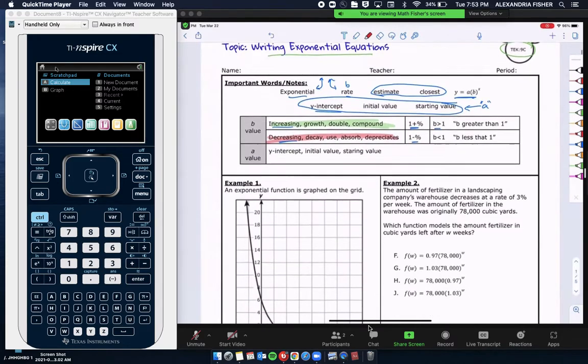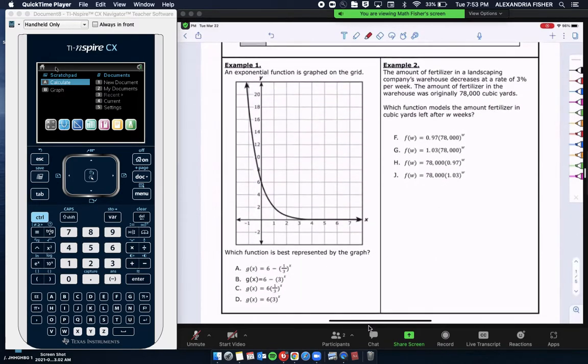So let's look at our first example. Example 1, an exponential function is graphed on the grid. Which function is best represented by the graph? In this situation, our easiest thing is to look at our answer choices. We've never seen an answer choice with a plus or minus in the middle, so let's go ahead and eliminate those two right off the bat because we haven't worked with those. We only work with the form y equals ab^x, where the a and b are right next to each other.